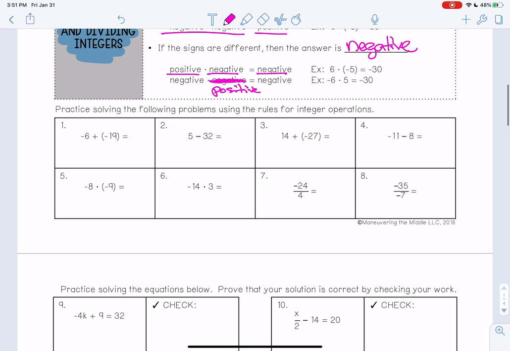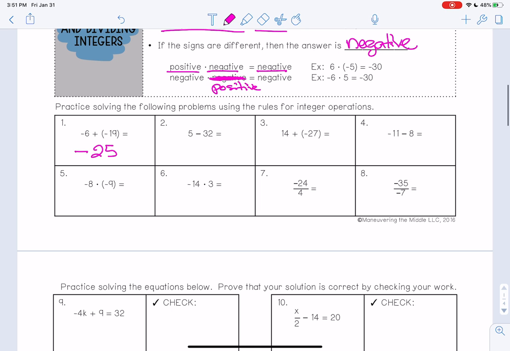All right, so I'll do the first one. A negative plus a negative, they have the same sign, so I just add them together, and then I choose the sign that they both are, which is a negative. Okay. Go ahead and pause the video, do problems 2 through 8, and then when you're ready to check your answers, go ahead and resume the video. Okay, and see if you got them right.